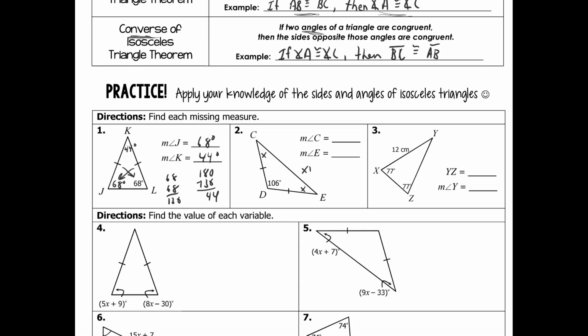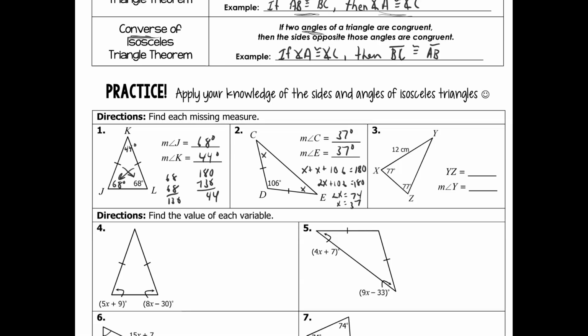So I know that x plus x plus 106, those are the three angles of a triangle, adds up to 180. So 2x plus 106 is 180, which means 2x is 180 minus 106, or 74, and x is half of 74, which is 37. All right, so angle C and E are both 37 degrees.